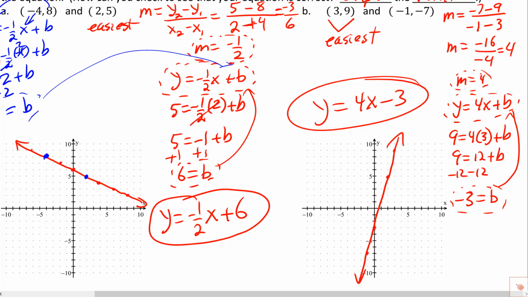And then let's double check here. Let's make sure we did this right. 3, 9. 1, 2, 3 in the x direction. 2, 4, 6, 8, 9's right there.